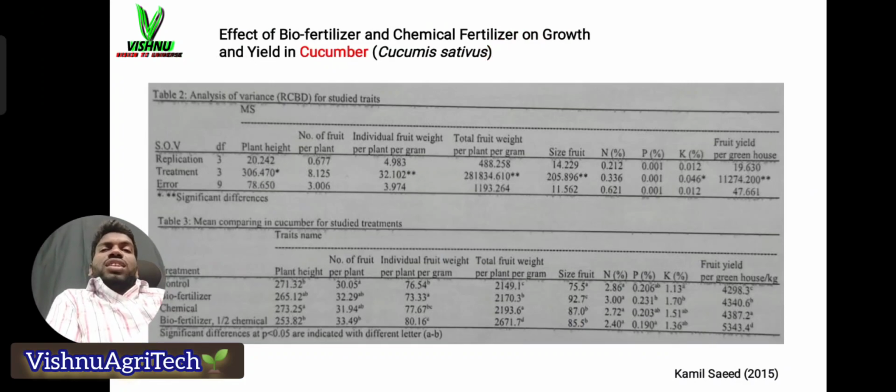And here, biofertilizer and chemical fertilizer and growth and yield in Cucumis sativus. Here also we can see that when the biofertilizers are applied to the field, automatically the total fruit weight also increased. Here in the second box we can see biofertilizers in the third column 73.33, and plant growth per gram and total fruit weight is 2170.3.